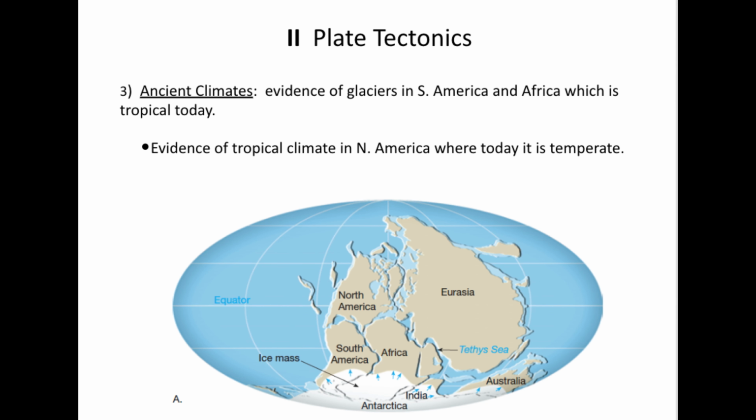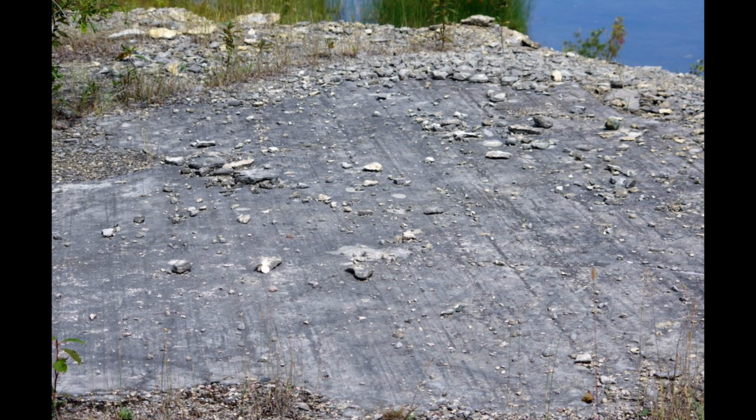We also have evidence of ancient climates, climates in areas that just don't make any sense. Examples might be India or parts of Africa having evidence of glaciers. When you think of India, you don't think of glaciers, but it used to be covered by glaciers, and there's evidence of that through striations, these big grooves in the bedrock, the rock layer, from the underside of a glacier.